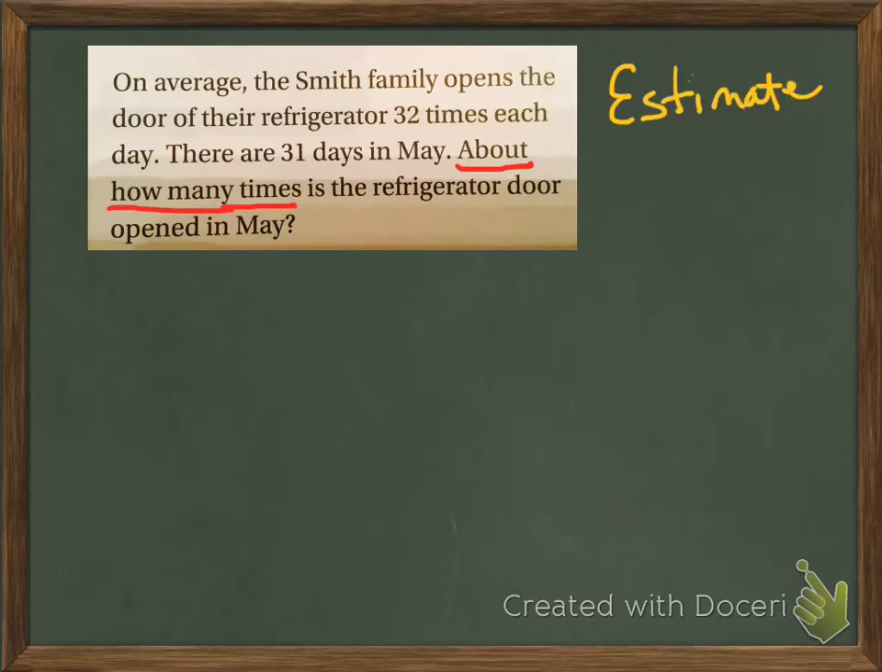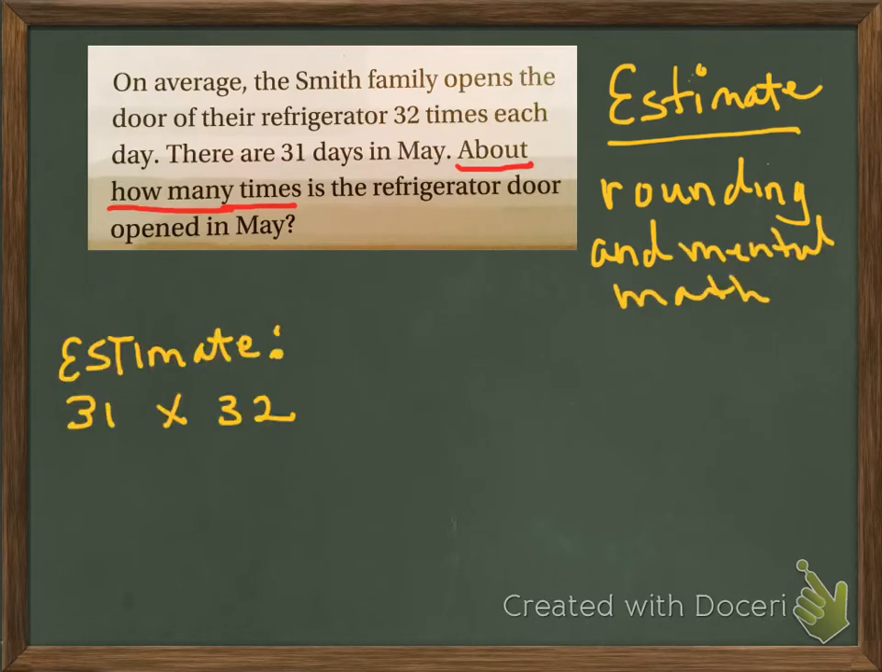And we're also going to use what we know about estimating. So I think what we should do is use our old friend rounding. And then we're going to also use some mental math. Okay? So let's get started. I'm going to start by writing estimate 31 times 32.